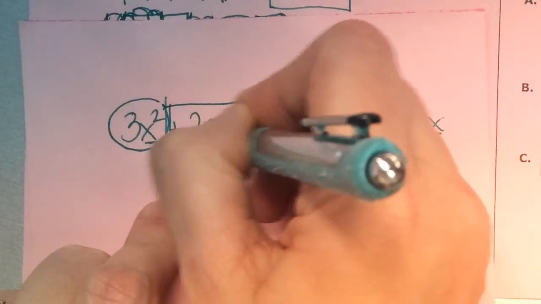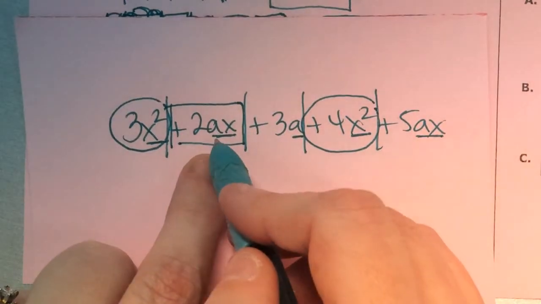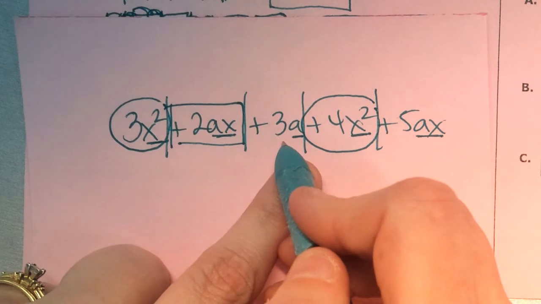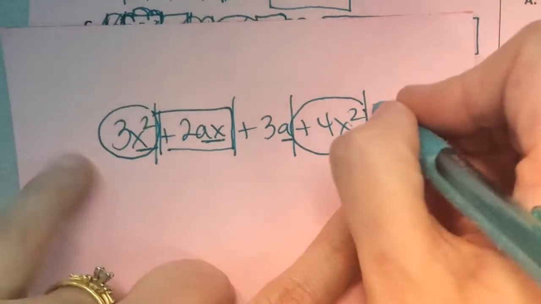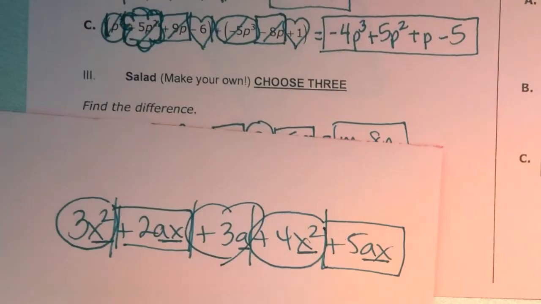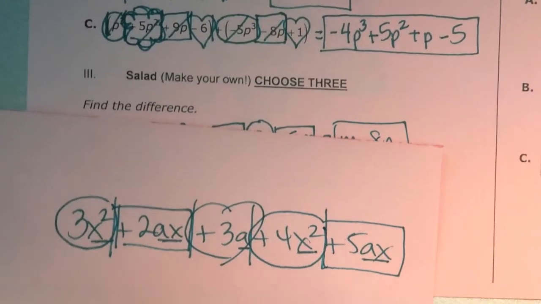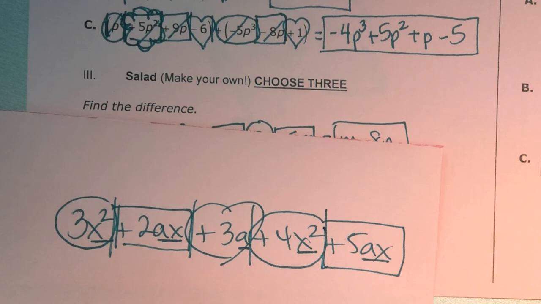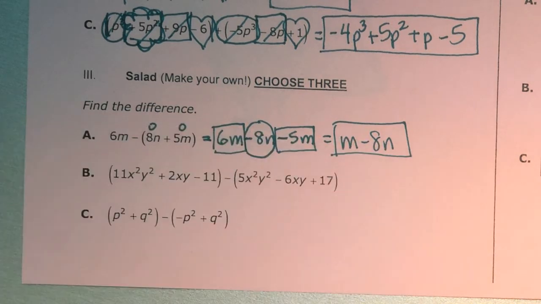So I could circle this one. This 2ax, maybe I can put a box around that one. But I can only put a box around something that is ax. So can I put a box around this one? No, but I can do this one. And that one can get its own symbol. So they have to be identical after the number. Okay? Go ahead. If it's subtraction, yes.